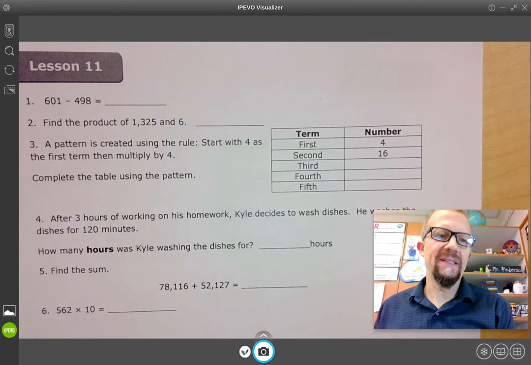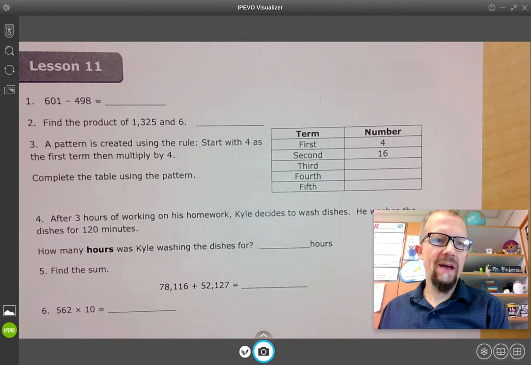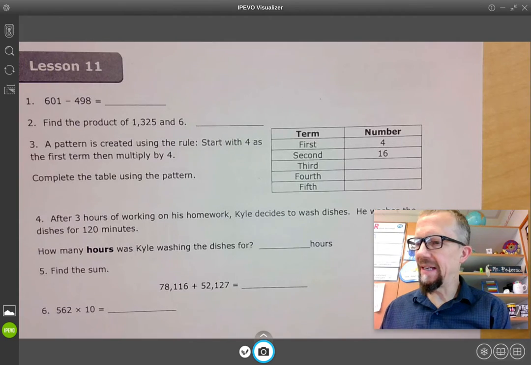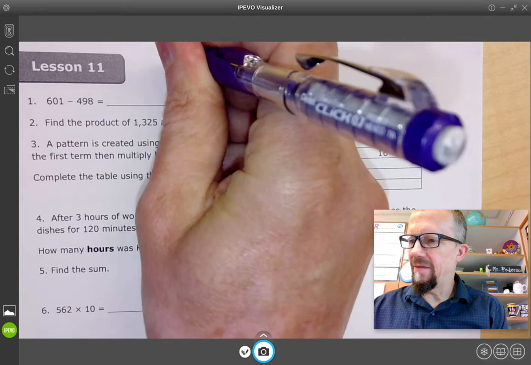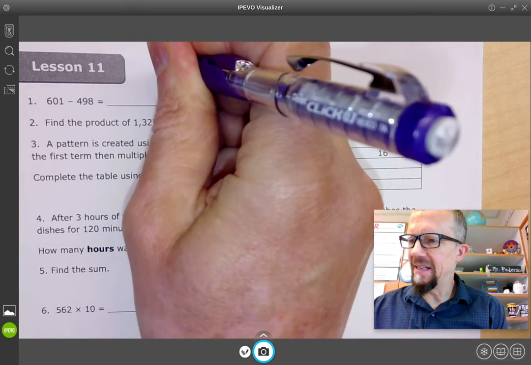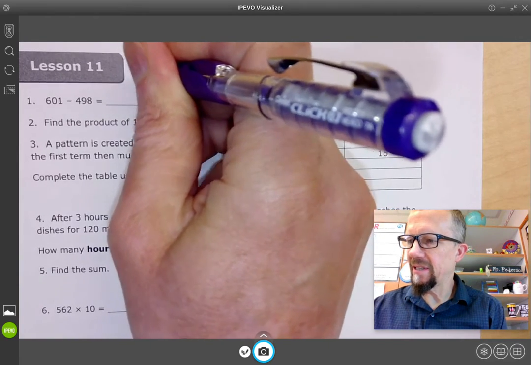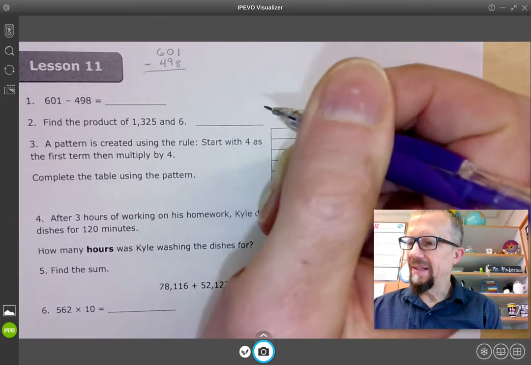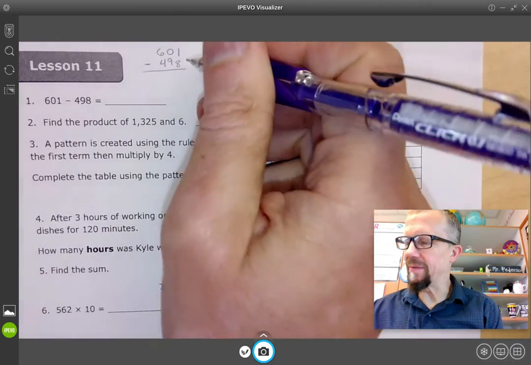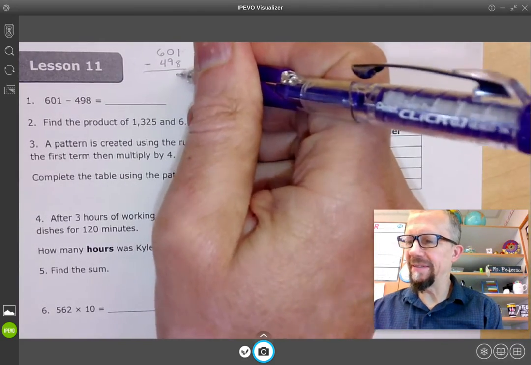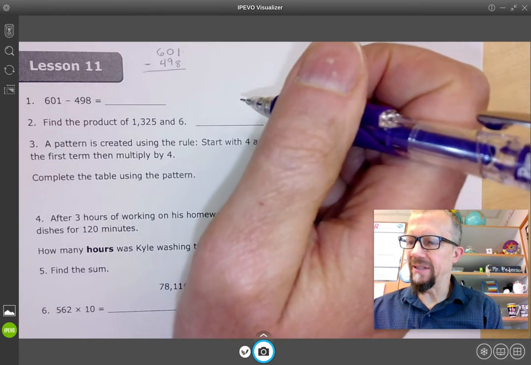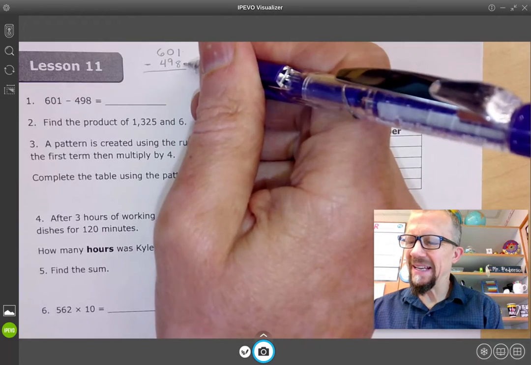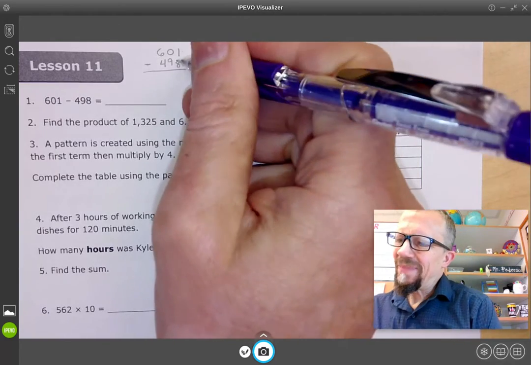So the first one is a subtraction problem, 601 minus 498. So we are taking 498 away from 601. This one's going to involve some regrouping. Remember, I can't just take the 1 from the 8 and put 7. We are taking the 8 away from this whole 601. And since 1 is less than 8, it's going to involve some regrouping.